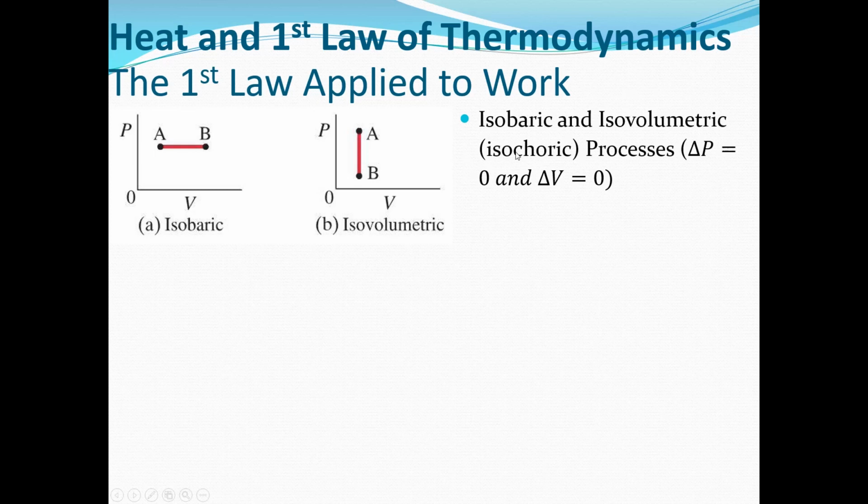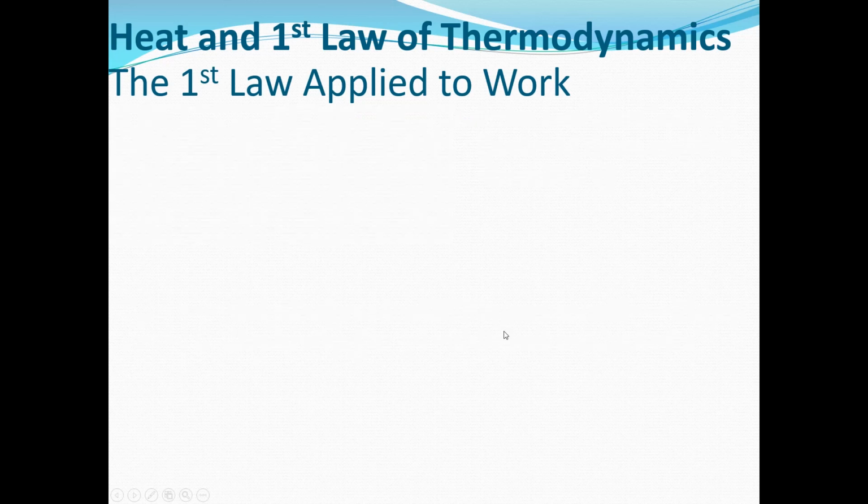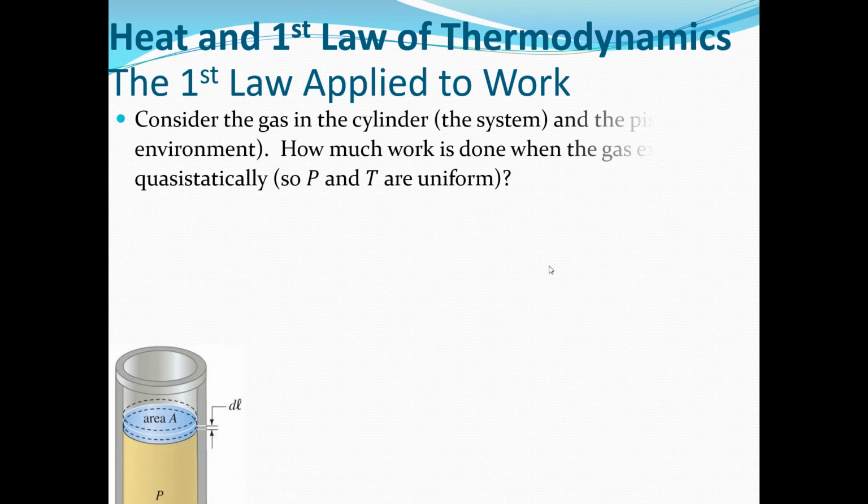Isovolumetric is sometimes called isochoric. Isobaric, same pressure. Isovolumetric, same volume. As the name implies, the pressure doesn't change, volume doesn't change. Easy peasy. Now, for each of these, we can find out how much work is being done through the process. And we can also come up with equations based off of their state variables, because that's important.